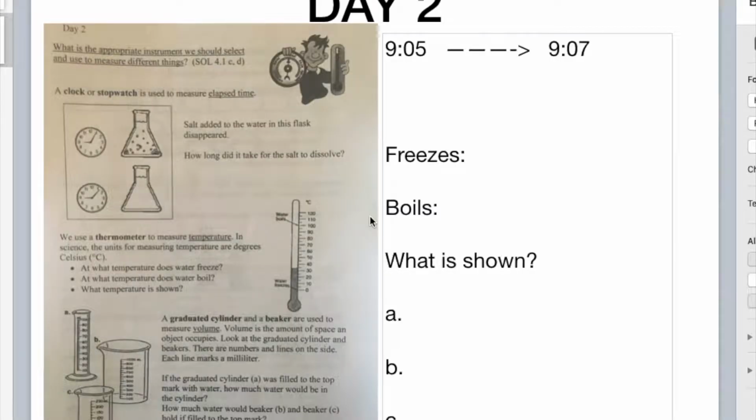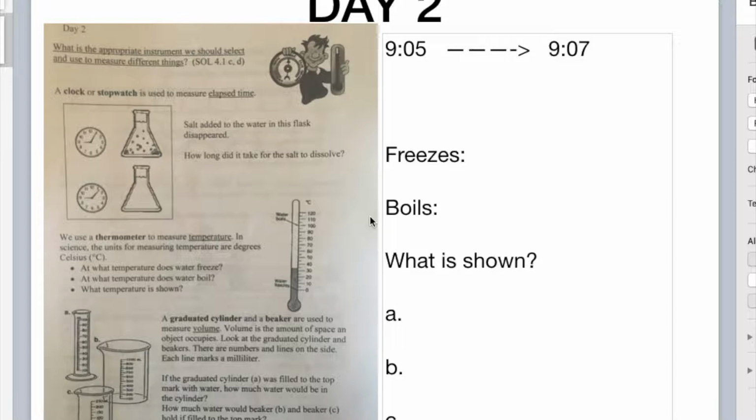Day 2. What is the appropriate instrument we should select and use to measure different things? So the first question, we're talking about measuring time. It says a clock or stopwatch is used to measure elapsed time. So this is not only science, but it is math. You guys rock at elapsed time.